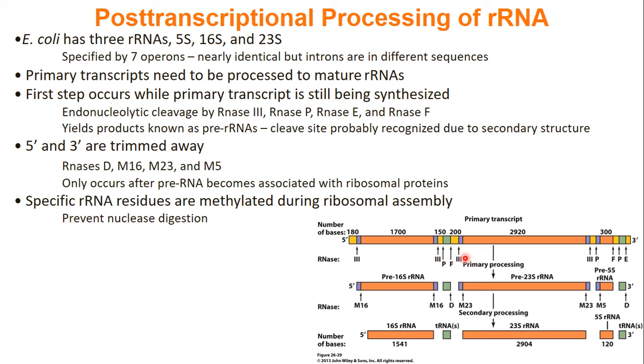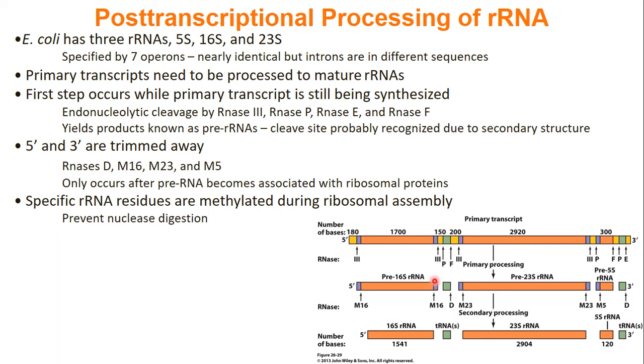And you can see here on this image, each arrow is pointing to where a different cleavage site is happening with the primary transcript. You can see originally this is made as one long RNA sequence, but after cutting it up, you get pre-16S, pre-23S, and pre-5S. So in addition to our introns being cut out, we also need to remove the 5' and 3' nucleotides.